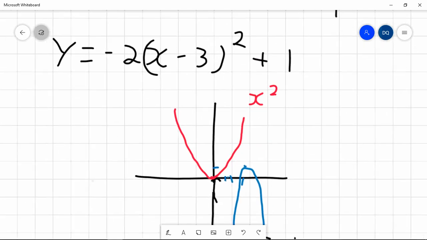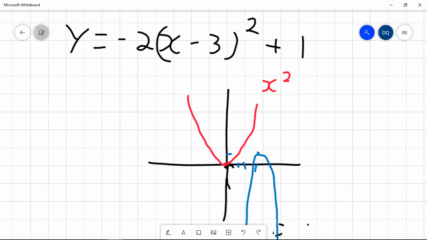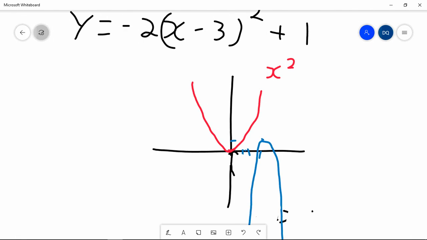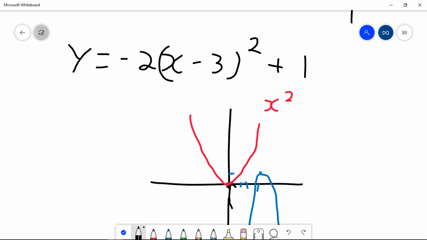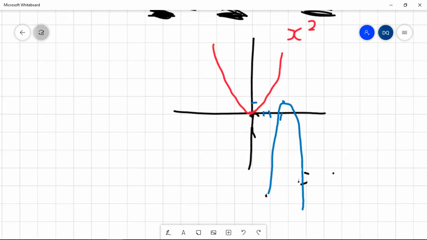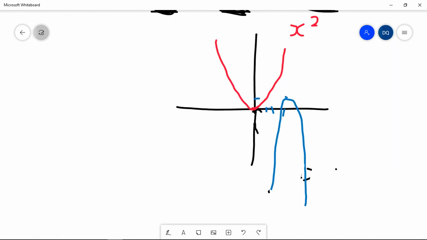So let me recap. Any quadratic will resemble in shape y equals x squared. These numbers here correspond with transformations to y equals x squared. This first number, the negative 2, means that the negative flips it upside down and the 2 stretches it vertically by a factor of 2. The minus 3 shifts this 3 units to the right, and the plus 1 shifts this 1 unit up. That gives me the image of the graph without having to resort to a table of values.